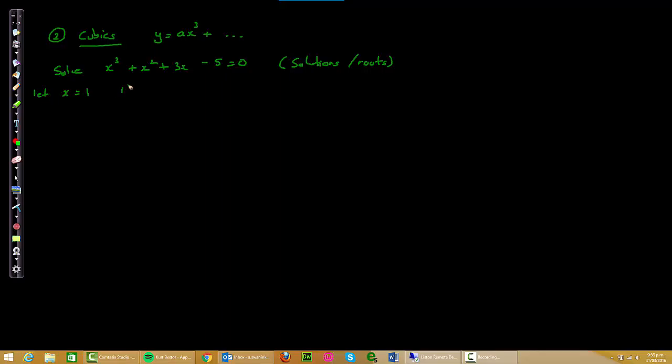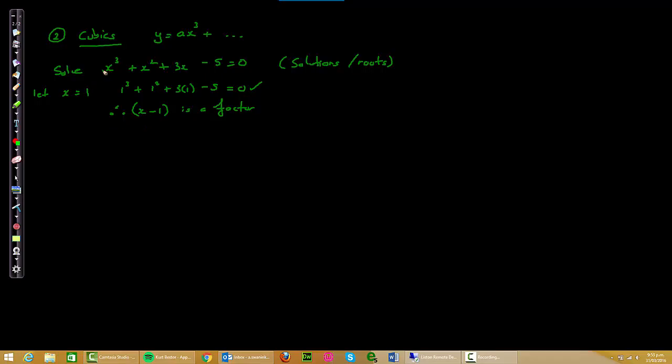Okay, so we'd end up with 1 cubed plus 1 squared plus 3 times 1 minus 5. Yes, that equals 0. Therefore, x minus 1 is a factor, and one of the solutions is 1. But we can also take from that that x minus 1 is a factor.